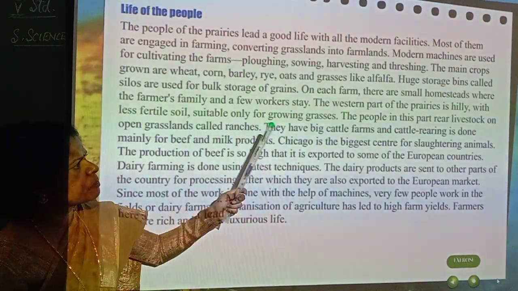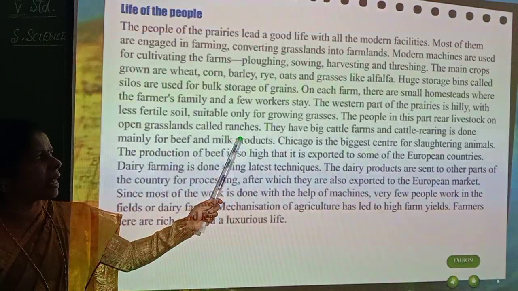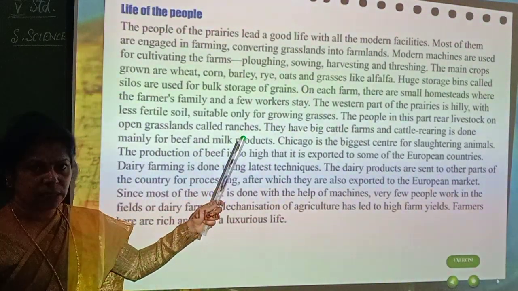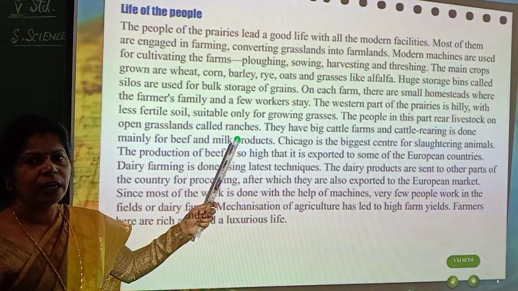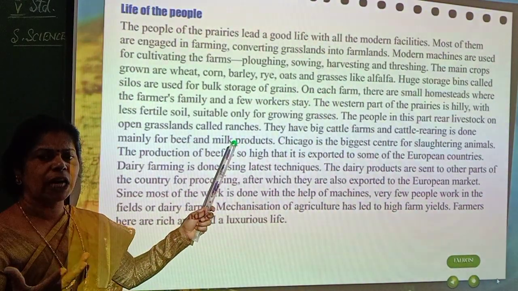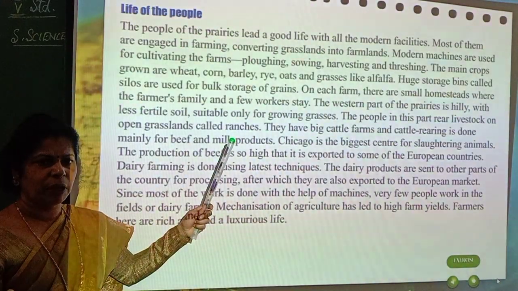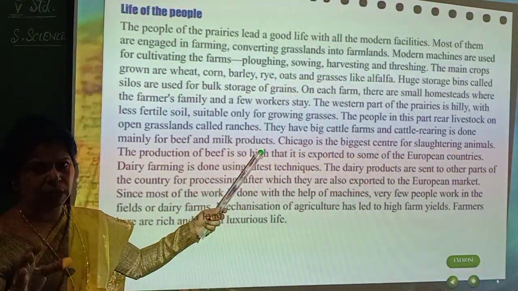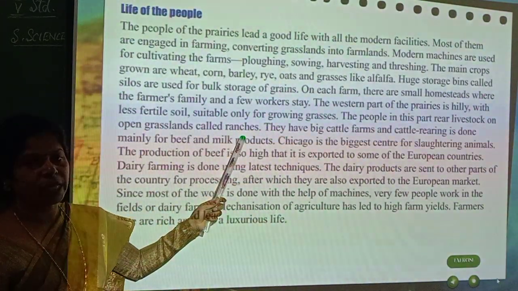The people in this part rear livestock on open grasslands called ranches. So these grasslands are used for rearing the animals, domesticating the animals. Why? Availability of grass is there. Grass is fodder for animals, food for animals. So you see most of the animals are kept in these places called ranches.